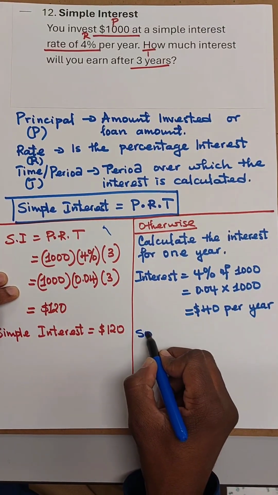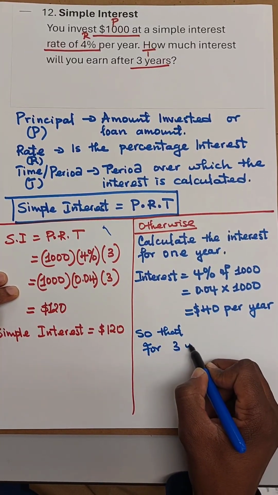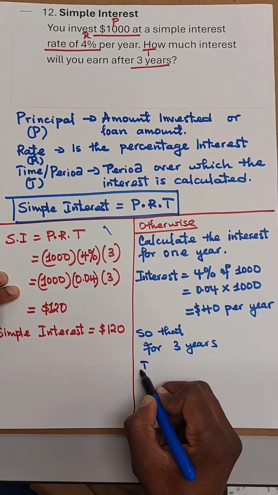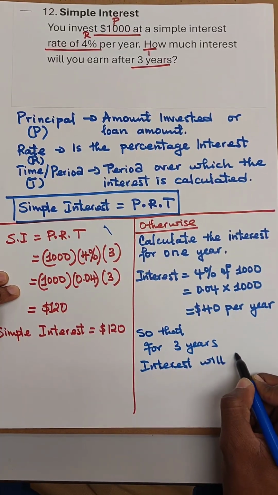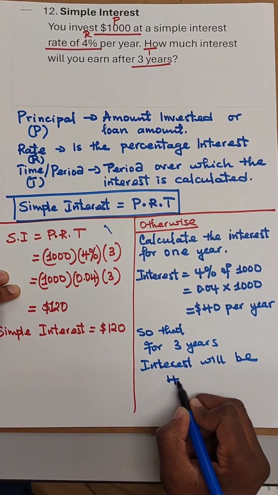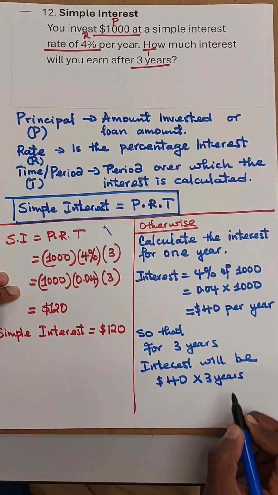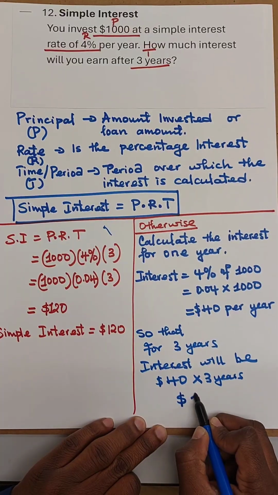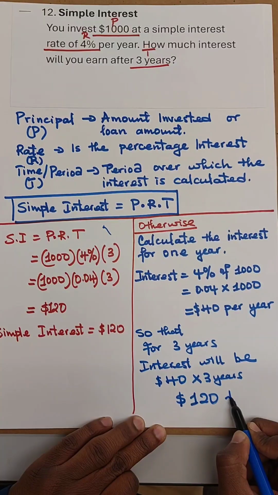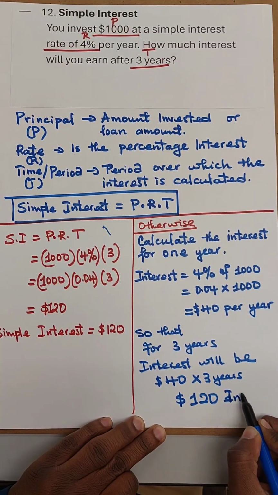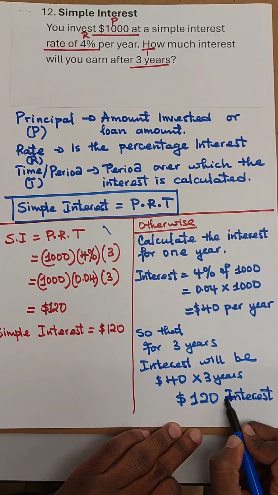So for 3 years, the interest will be $40 times 3 years, and that still gives you $120 interest. That gives you $120 interest.